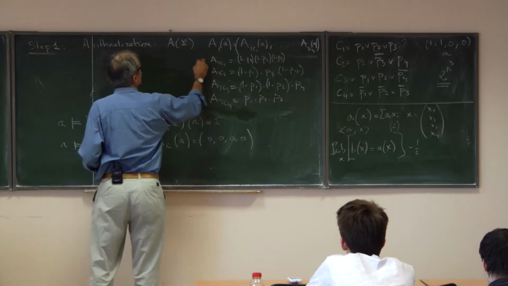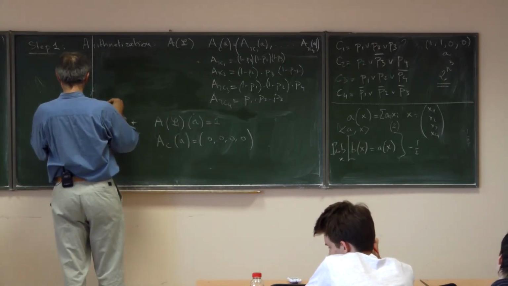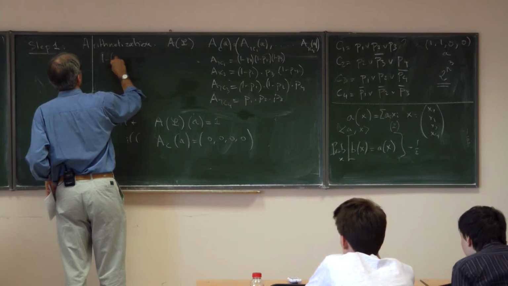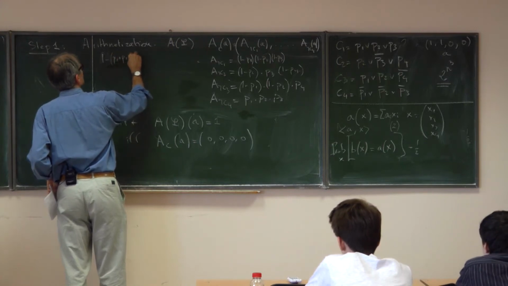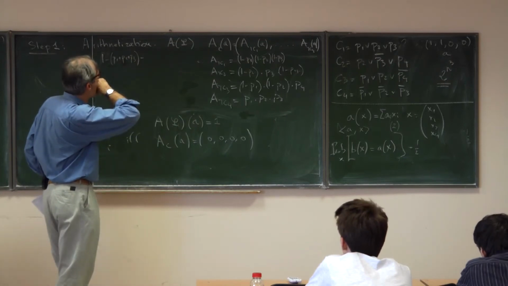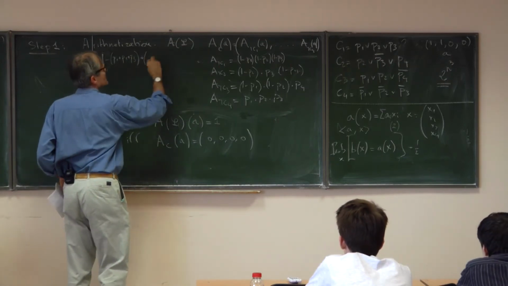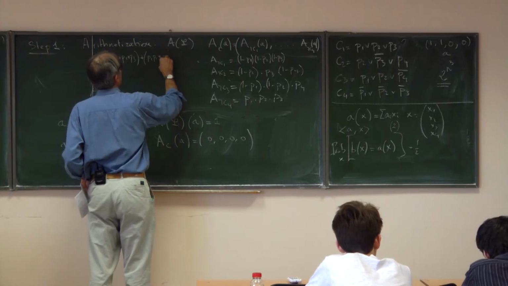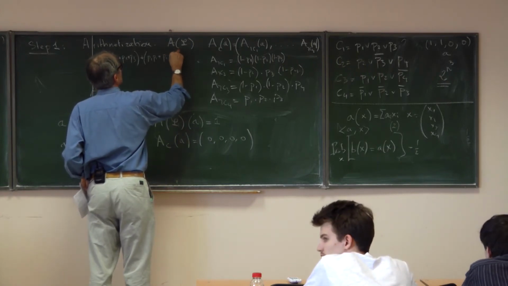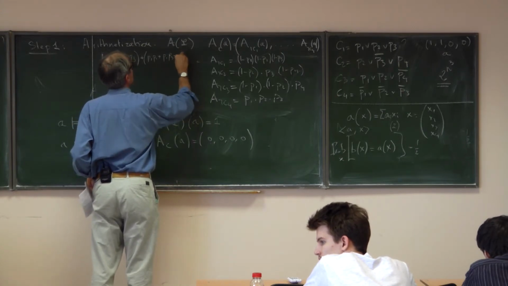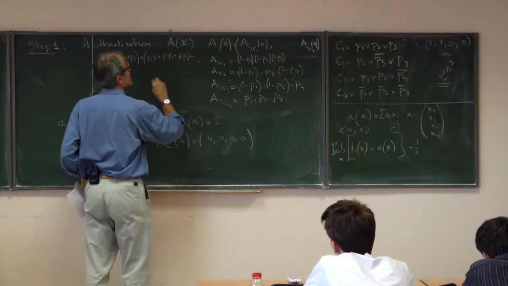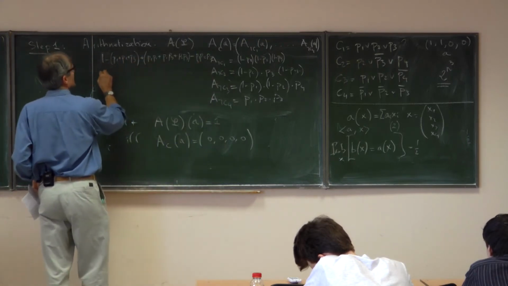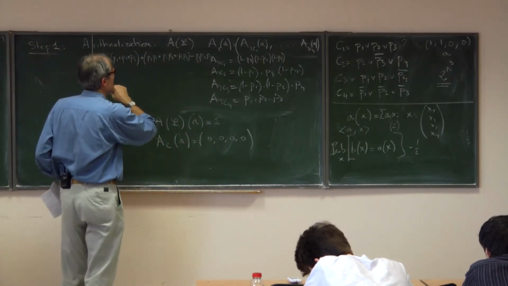All right, so now this I have to arrange a little bit, and it's going to be 1 minus P1 plus P2 plus P3, minus the pairs, so P1 P2 plus P1 P3 plus P2 P3, minus P1 P2 P3.